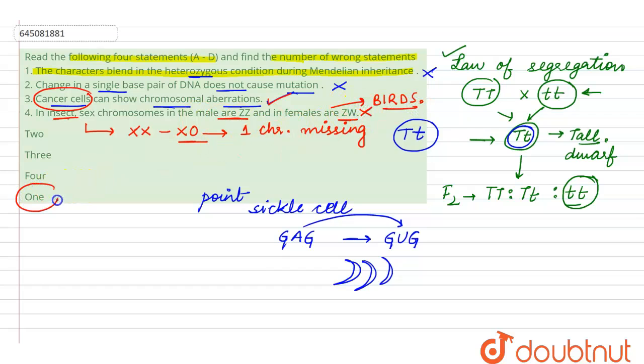So we can mark option number 4 as the right answer for this question, because in this question only one statement, that is statement number 3, is the correct one. Rest all the statements are the wrong statements. This is all about this query.